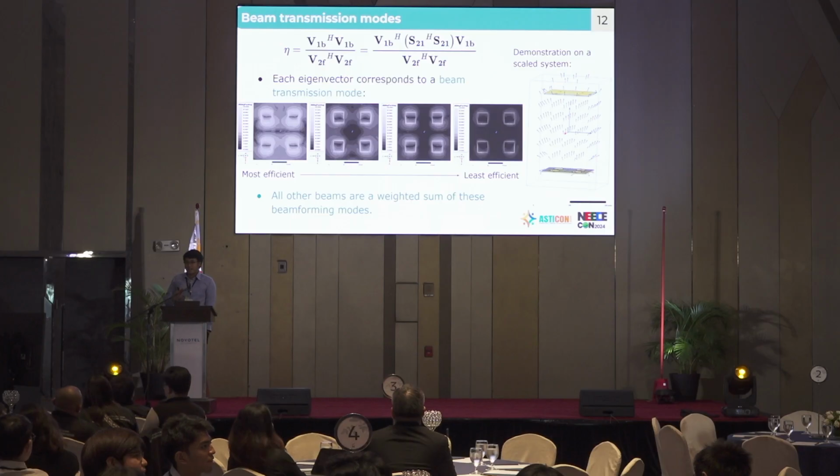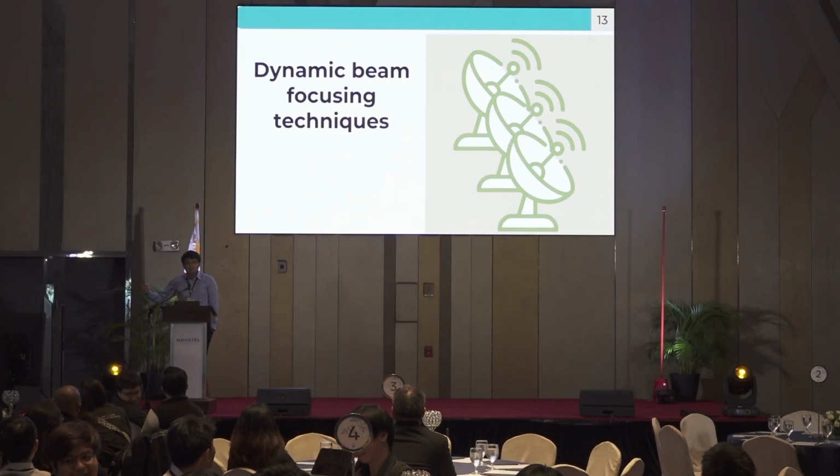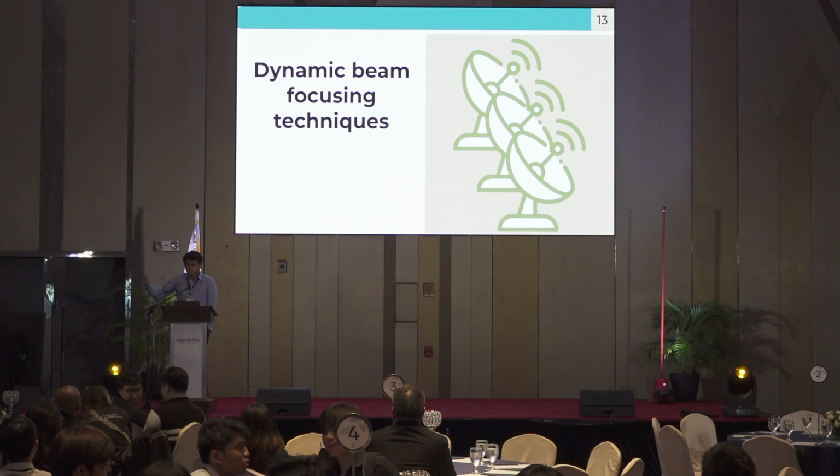Okay, so if we're talking about eigenvalues, we have eigenvectors. With eigenvectors, we have transmission modes that we can define, and there's one eigenvector that maximizes the wireless power transfer efficiency. Now let's look at the techniques developed to find this maximum eigenvalue condition.